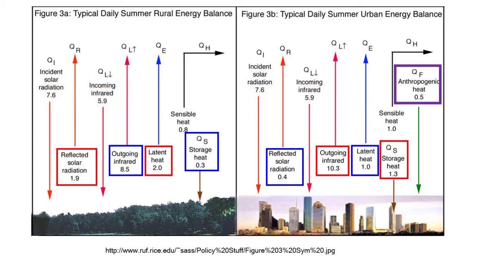So what we see is that the amount of solar radiation, the shortwave radiation that is reflected, is much higher over the forest than it is over the city. And that shouldn't come as a surprise when we look at the albedos of the two systems.